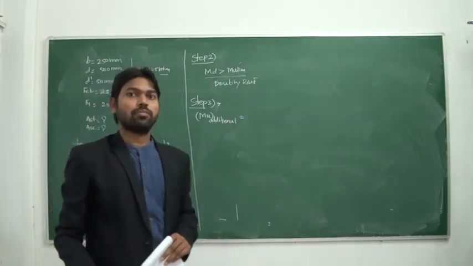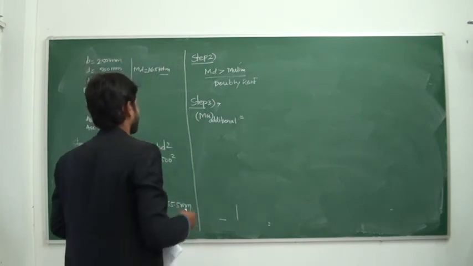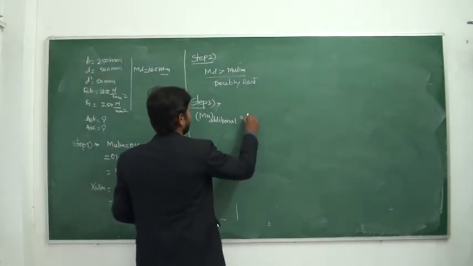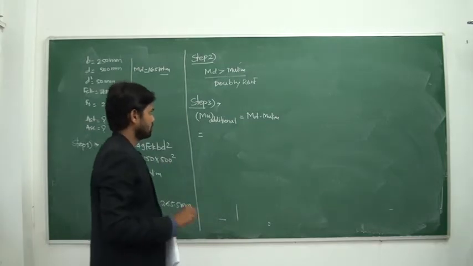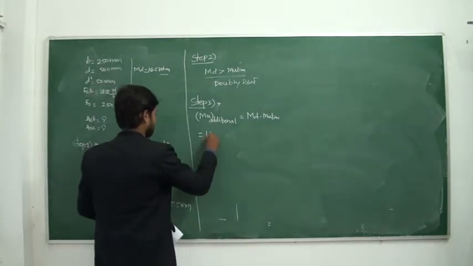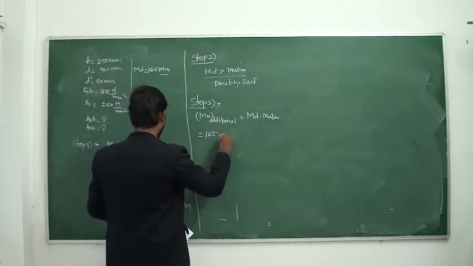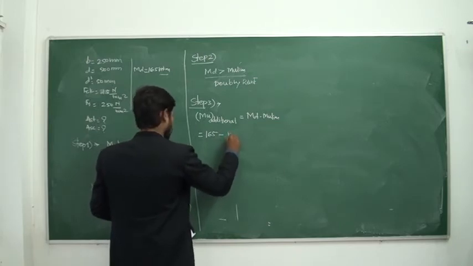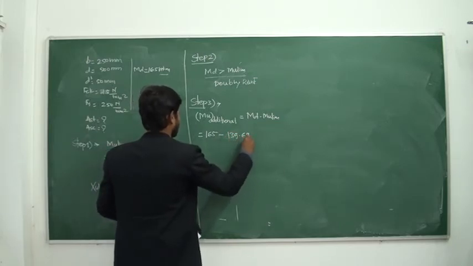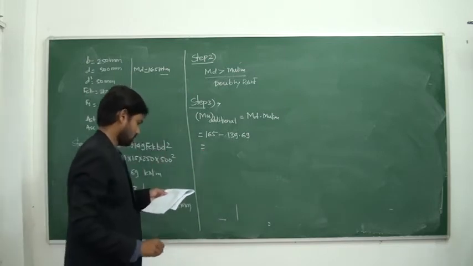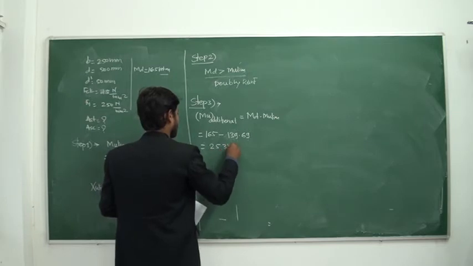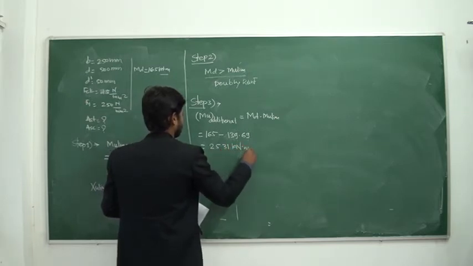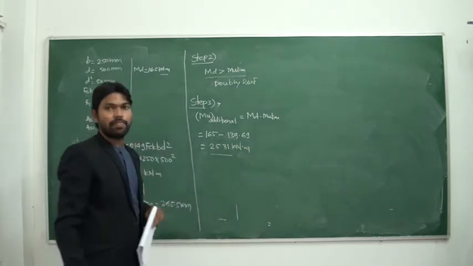What is the extra amount of bending moment? We will calculate simply MD minus MU limit. So MD is 165 minus 139.69. We will get MU additional as 25.31 kilonewton meter. Okay.